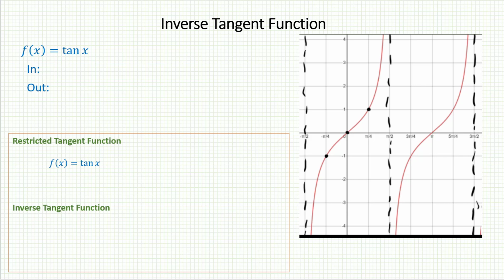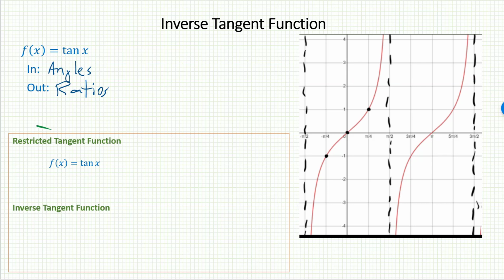Inverse tangent function. Okay, tangent function. Can we come up with an inverse? By now we know these functions take in angles and send out ratios. We would like to reverse that. I've got the graph of the tangent function over here. You can see, of course, that just like the others, it fails the horizontal line test. The tangent function does not have an inverse function.